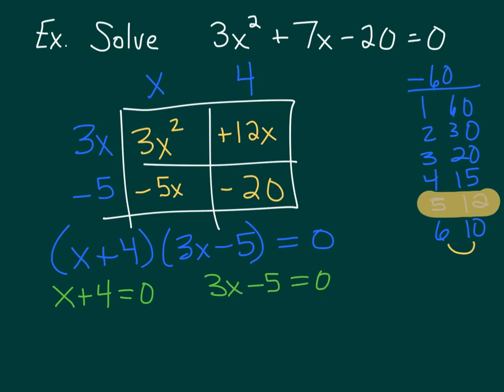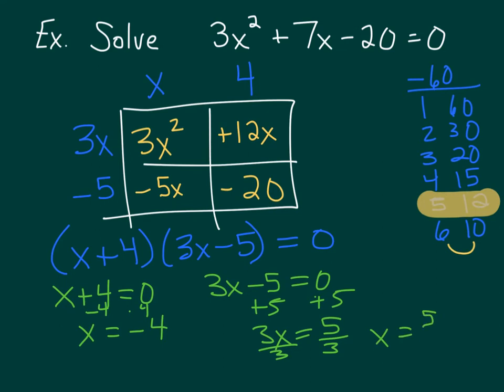Do not forget to do both of them. So in this case, x equals negative 4, because I subtracted 4 from both sides. Here I've got to do a little bit more work. I've got to add 5, which gives me 3x is equal to 5, and divide both sides by 3, so I get x is equal to 5/3.